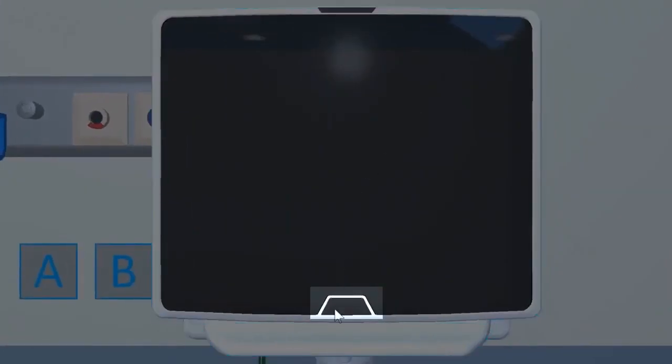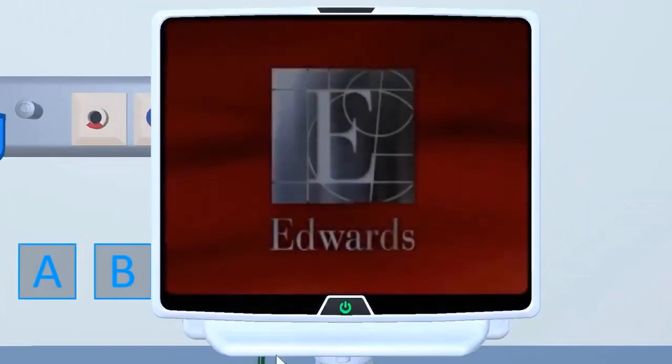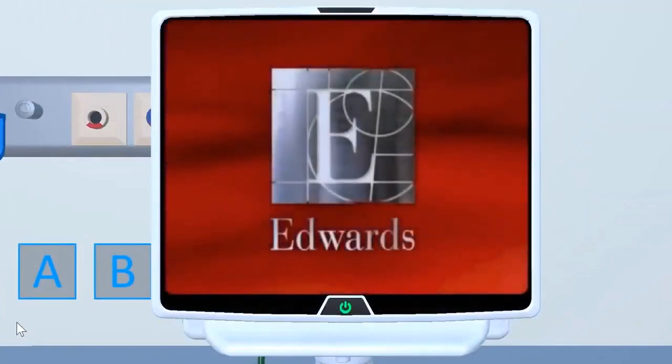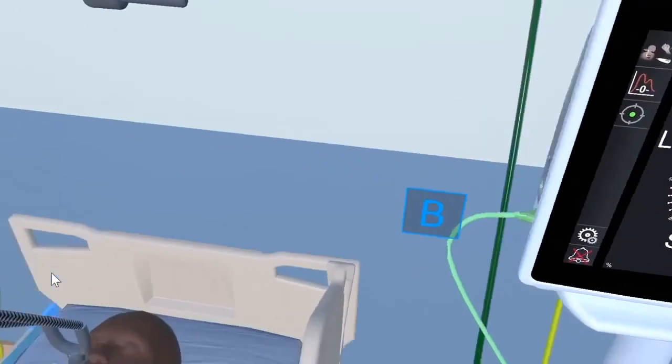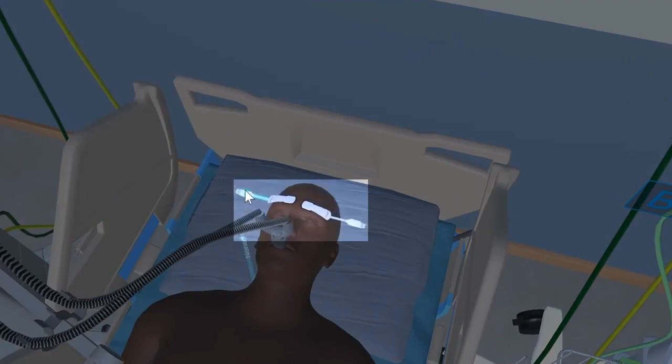Power up the unit. It's currently configured to monitor oxygen saturation. Device is ready. Let's apply near-infrared oximetry sensors to the patient's forehead. The sensor on the right side measures oxygen saturation in the cerebral right hemisphere, while the left side sensor monitors the left cerebral hemisphere.